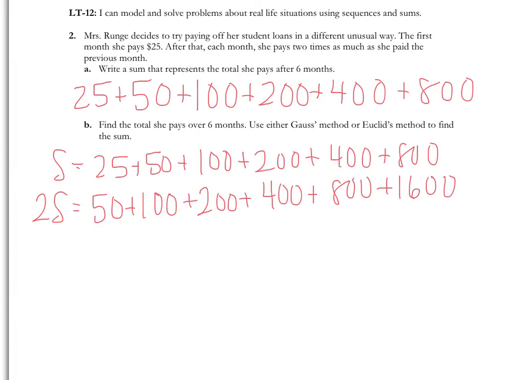Now the next step in Euclid's method is to subtract down. So on the left-hand side we have s minus 2s, which leaves negative s. On the right-hand side, a lot of our terms are going to cancel out. We have a 50 minus 50, 100 minus 100, 200 minus 200, 400 minus 400, and so on. And what we're left with is just the 25 minus the 1600.